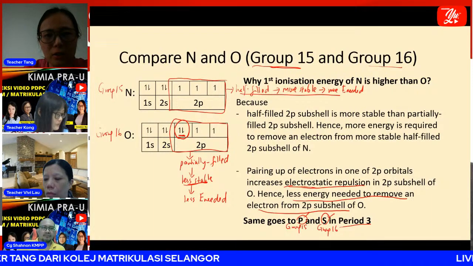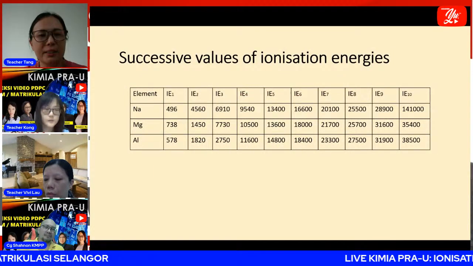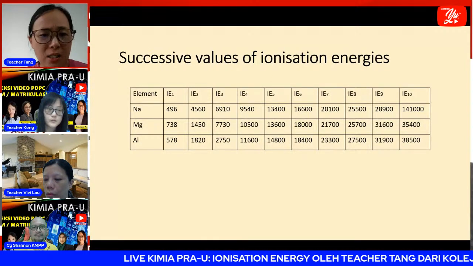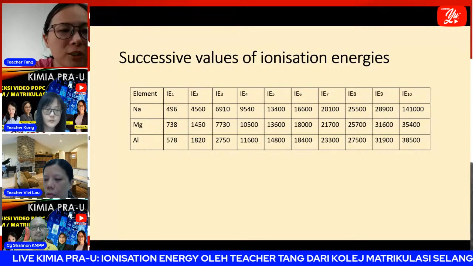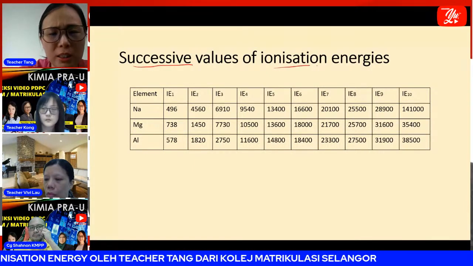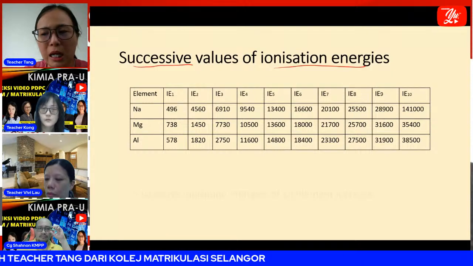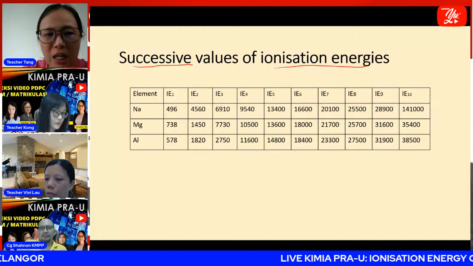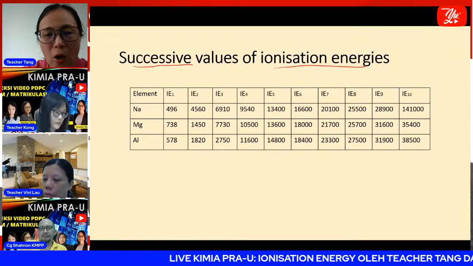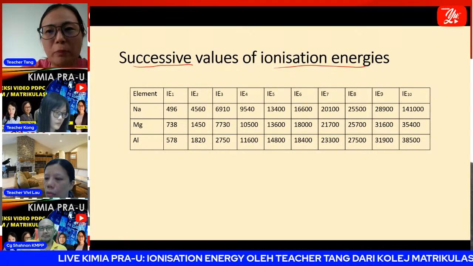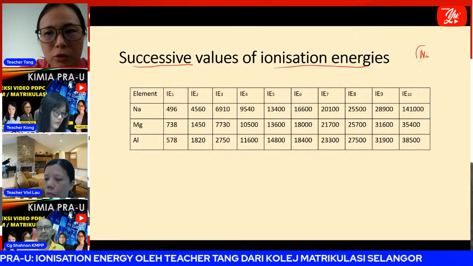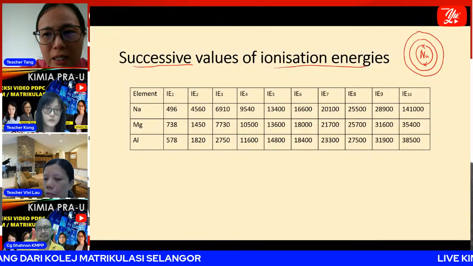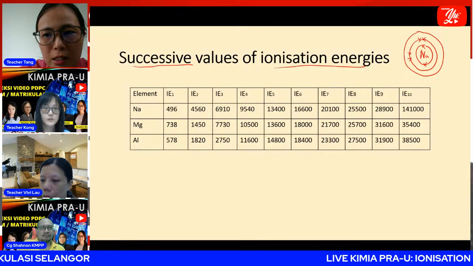Now we move on to look at successive ionization energy. First, what is successive ionization energy? Successive ionization energy refers to the ionization energy that is continuously put into a species in order to remove electrons from the species. For example, a sodium atom, having 11 electrons.